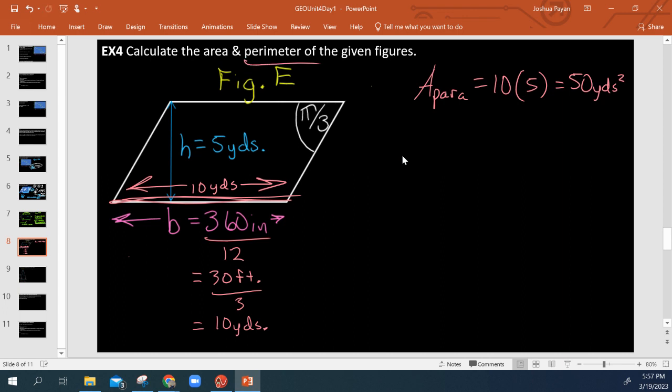So we still need the perimeter, right? Okay. So to get the perimeter, well, we need to know this side length and this side length, right? And we know they're going to be equal because they're parallelograms, right? So we know this is 10. We know this is 5 and so on, right?